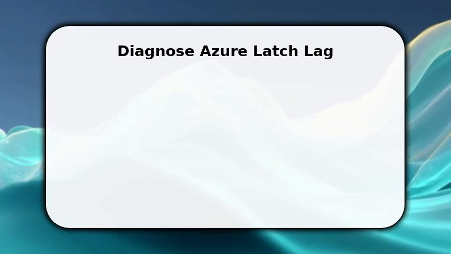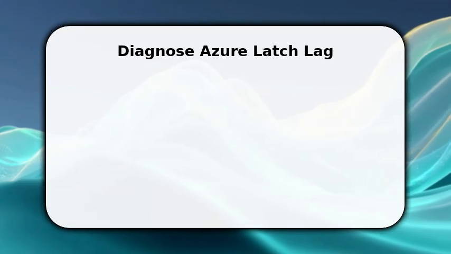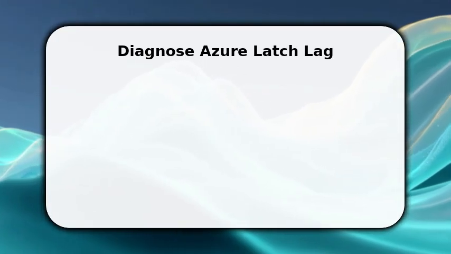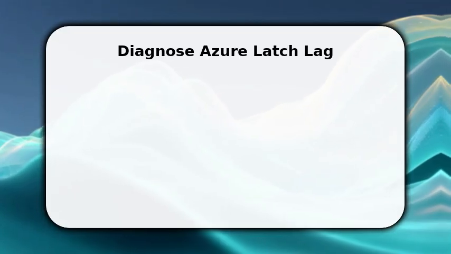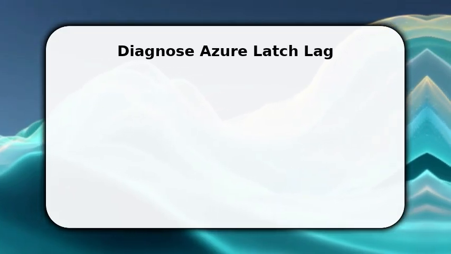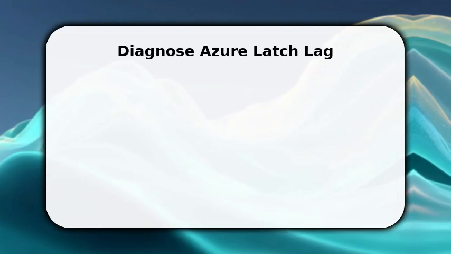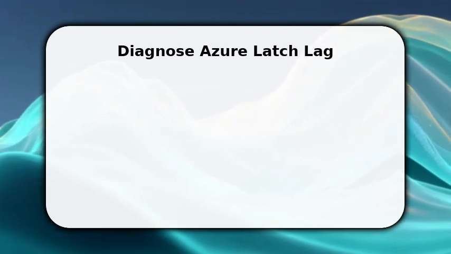Start by measuring latency with Azure Monitor and record average latency in milliseconds. Capture a baseline over 15 minutes during peak and off-peak traffic. Check CPU, memory, and network for spikes. Look for sustained CPU above 70%.